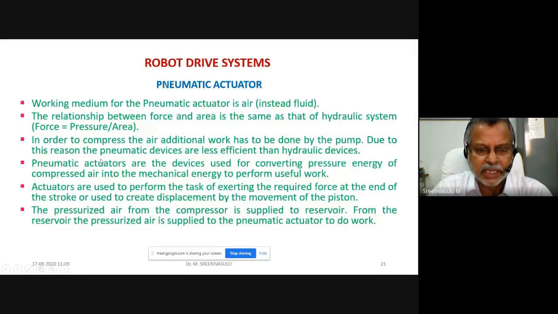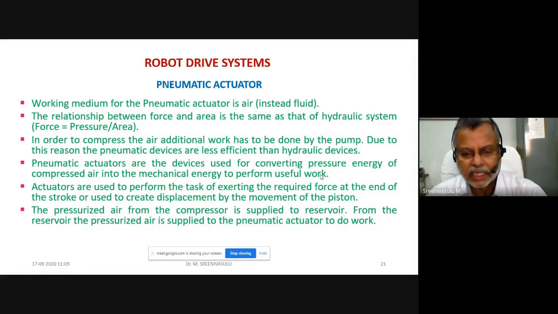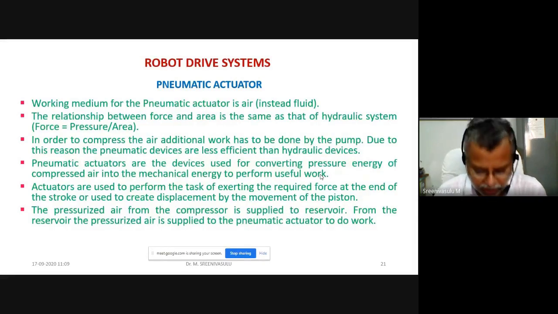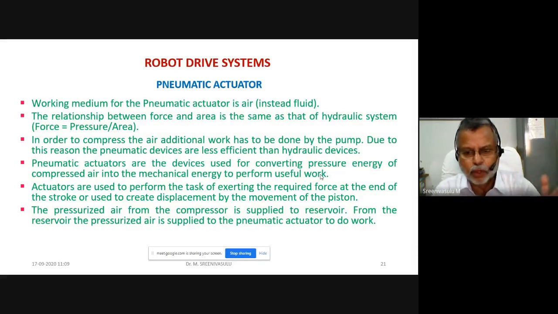So this is how the requirement is actually changing. Maybe that is the basic reason why the pneumatic devices are less efficient than the hydraulic devices. Then coming to the pneumatic actuators, the devices used for converting pressure energy available with the compressed air to mechanical energy to perform useful work. See, in the case of the hydraulic actuator, the energy flow was from mechanical energy to pressure energy, and then pressure energy to mechanical energy.